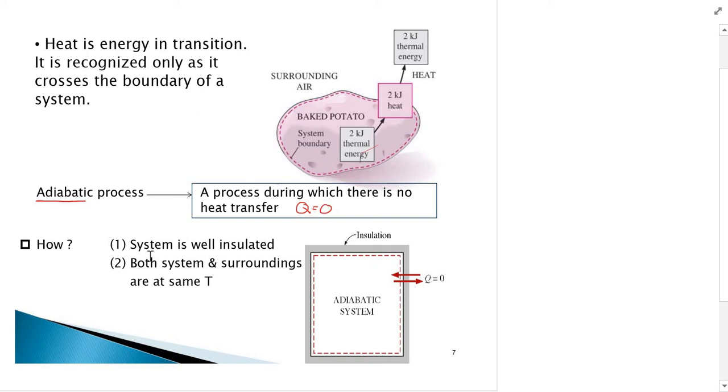Second condition is when both your system and surrounding are at the same temperature, like the example that we talked about just now in the previous slide on the soda can. When your soda can is at the same temperature as your ambient temperature, 25 degrees Celsius, that means there's no heat transfer. So with that condition, we call it adiabatic process.